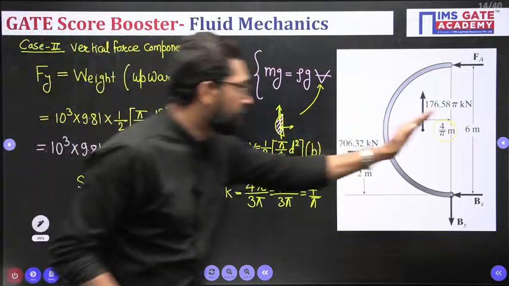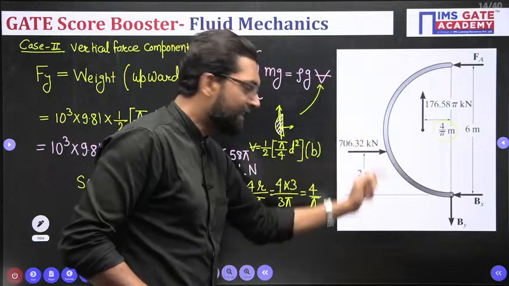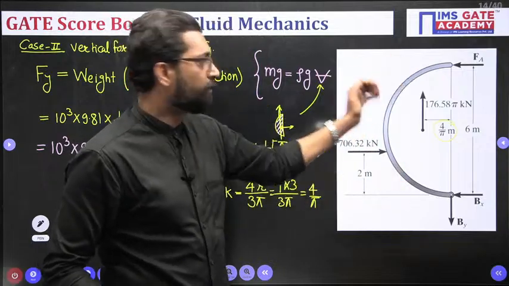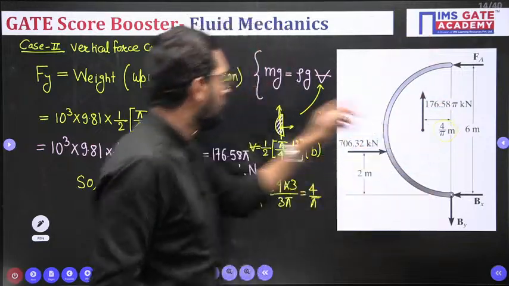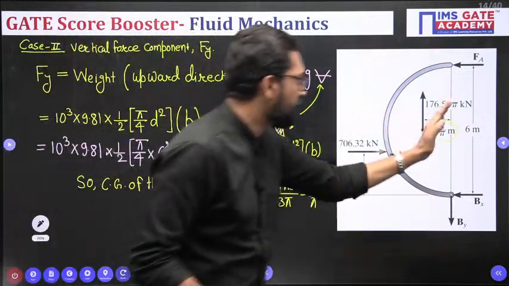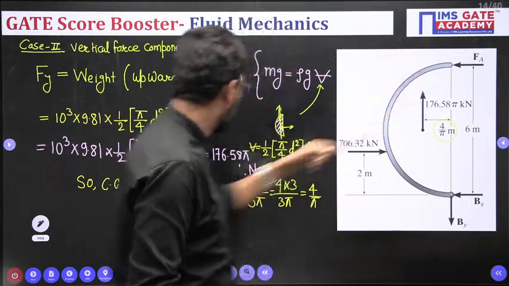Why? Because it is displacing the fluid. A curve which displaces the fluid has a net vertical force that is upward. If the curve is holding the fluid, the net vertical force is downward. So in this case, the net vertical force is upward. And if the weight of the ring is given, subtract this value.